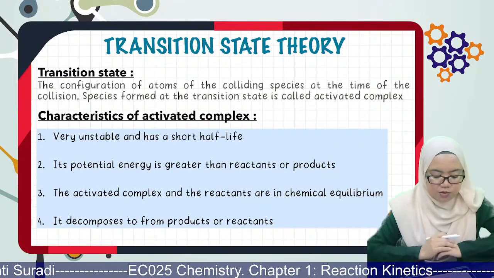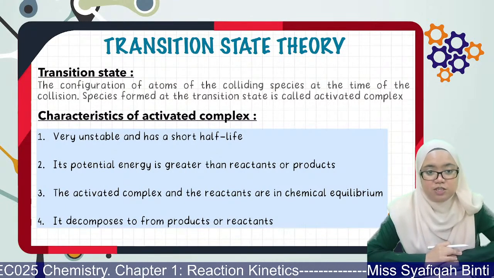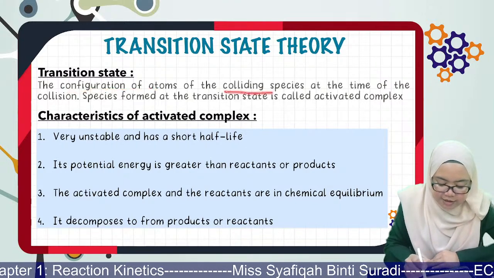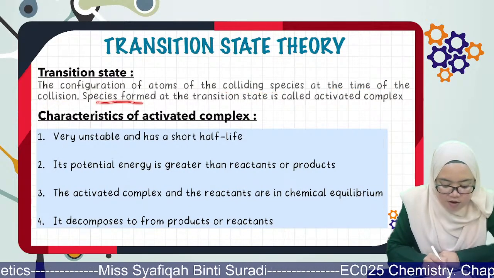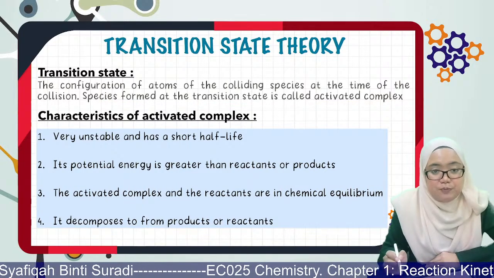Now kita nak tengok transition state theory. So apa itu transition state? It is the configuration of atoms of the colliding species at the time of the collision. So species that is formed at the transition state is what we call activated complex.